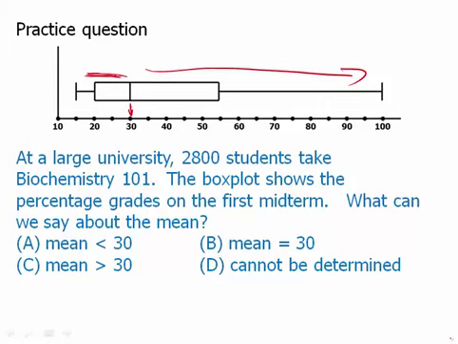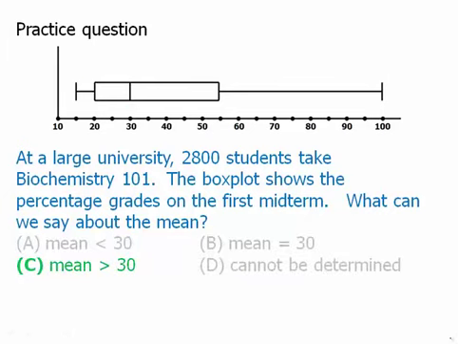And so if you remember, comparing mean and median, the mean gets pulled in the direction of outliers. We talked about this way back in the lesson on mean and median. So if the mean is pulled in the direction of outliers, that means that the mean has to be pulled above the median, and therefore the mean is higher than 30. And that is the answer.